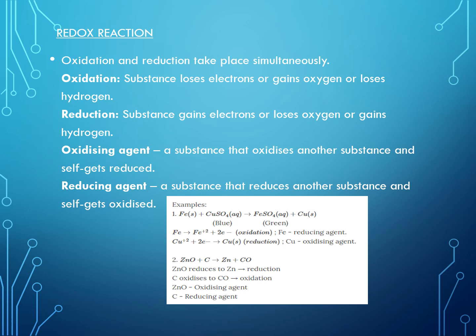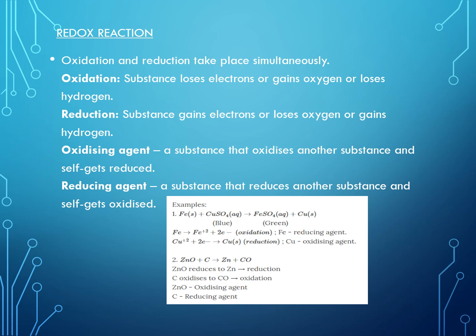And in copper sulfate, the copper is in ion form. Sulfate is also in ion form because copper sulfate breaks into Cu2+ and SO4 2-. So that copper ion gains 2 electrons and undergoes reduction. Or we can say that copper here is the oxidizing agent. Now the same thing we can apply for another example.